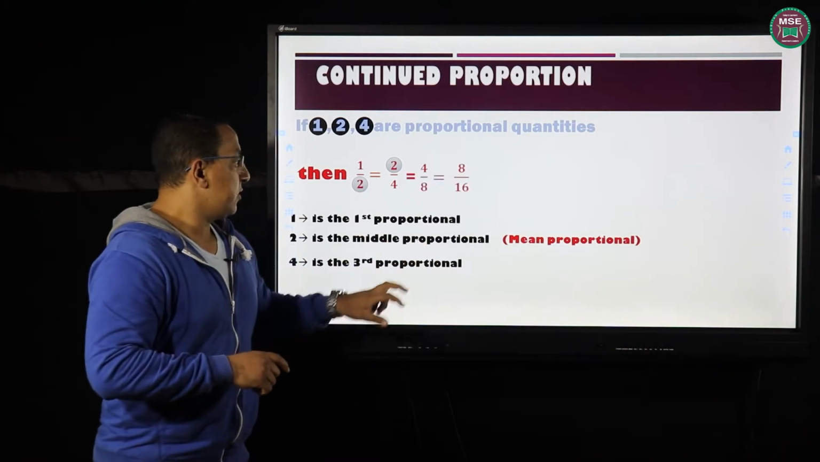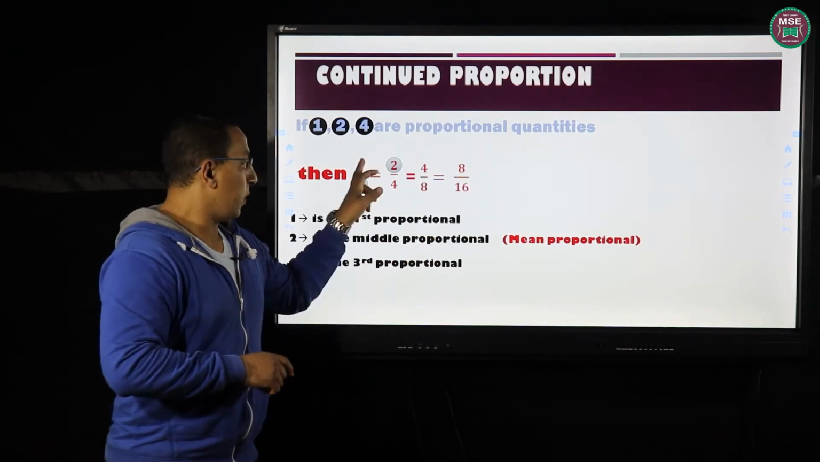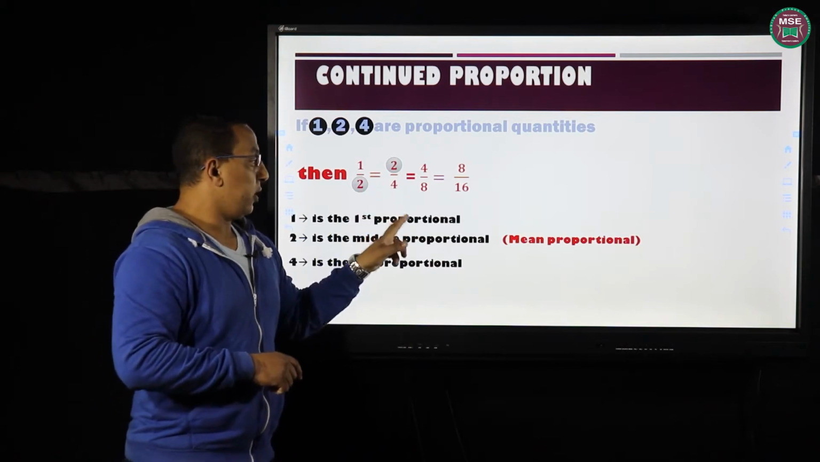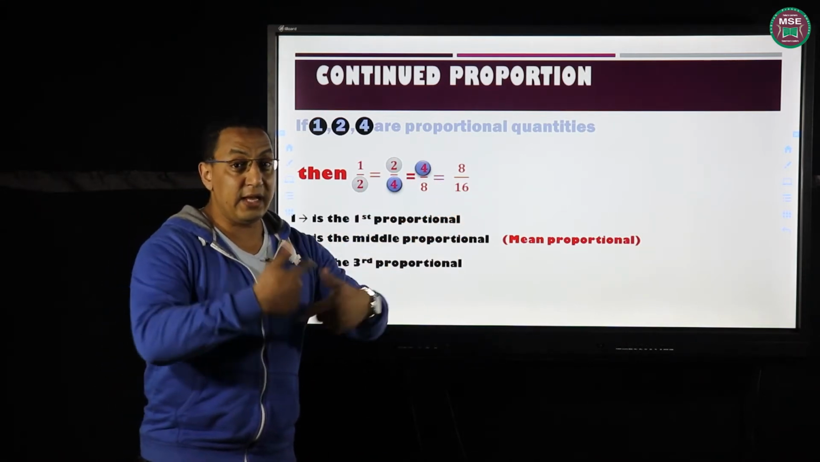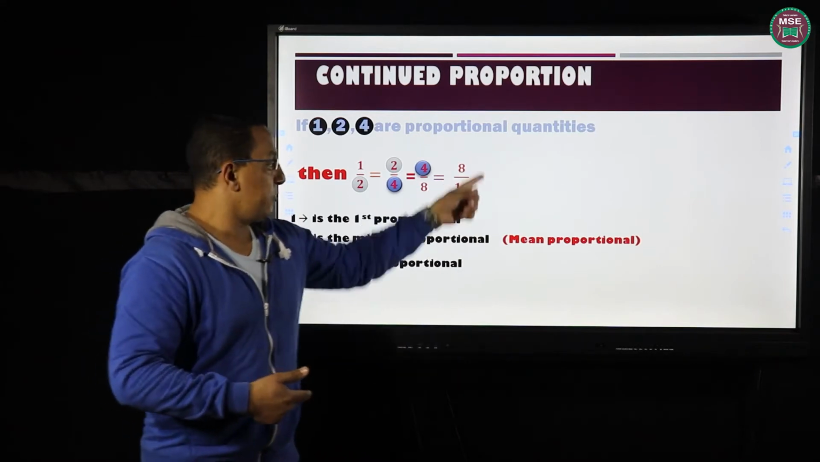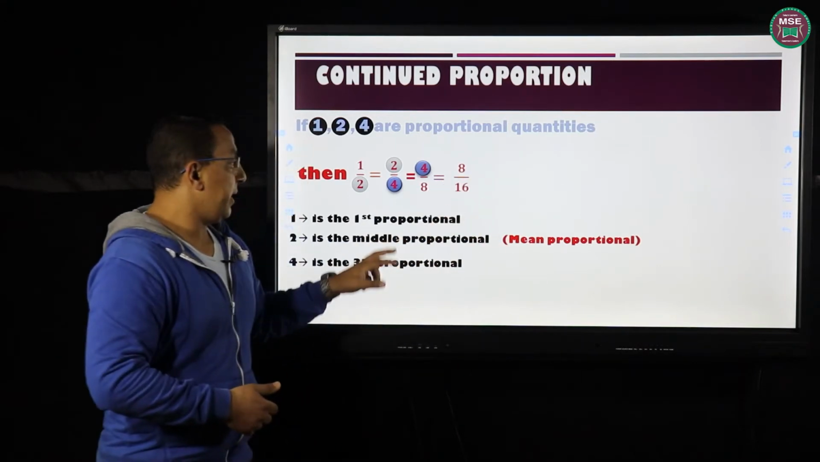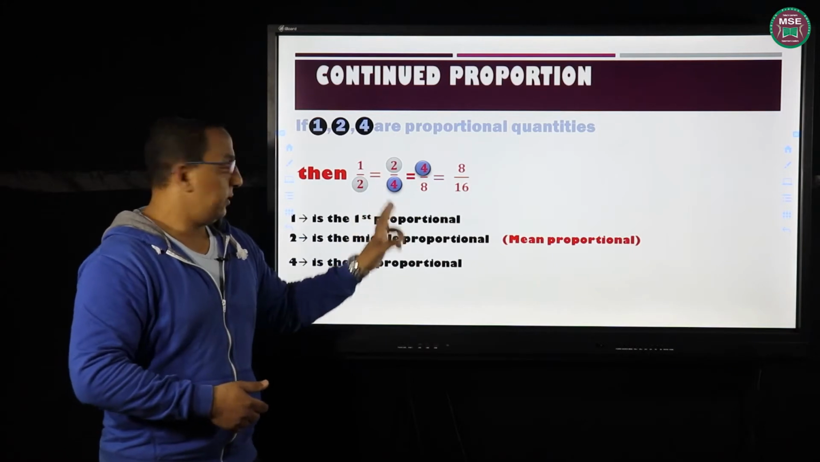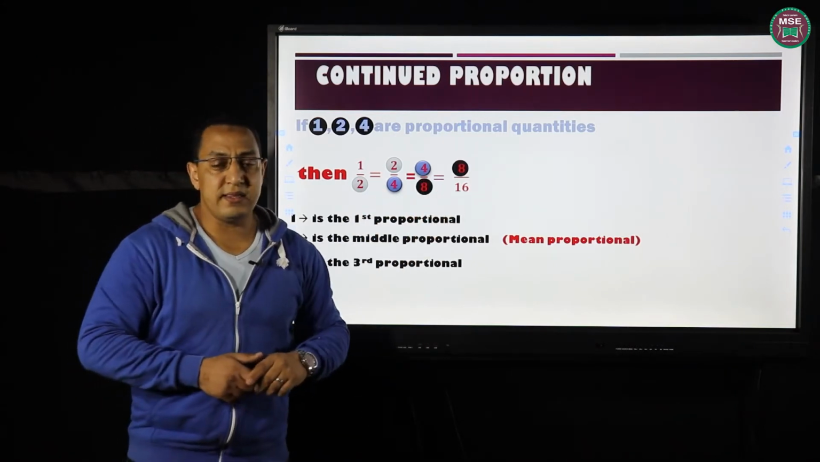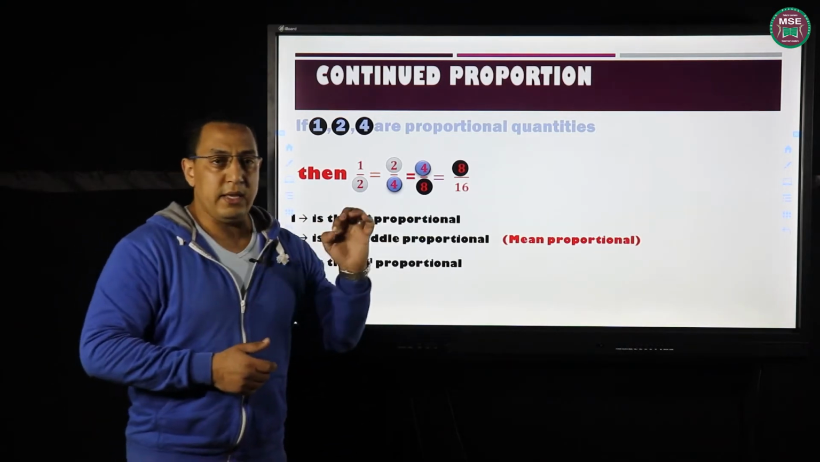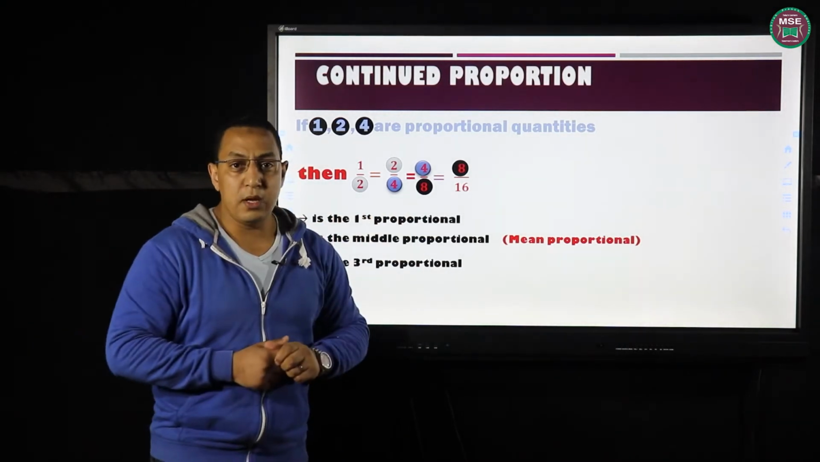I can continue the fractions like this: 1 over 2 equals 2 over 4 equals 4 over 8 equals 8 over 16, and I can continue with no end, 16 over 32 and so on. Here, by looking carefully, 2 is repeated, 4 is repeated, 8 is repeated. That's okay, because this is a continued proportion.